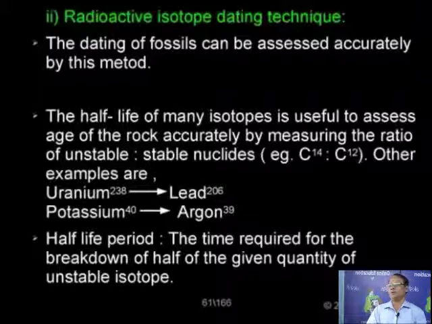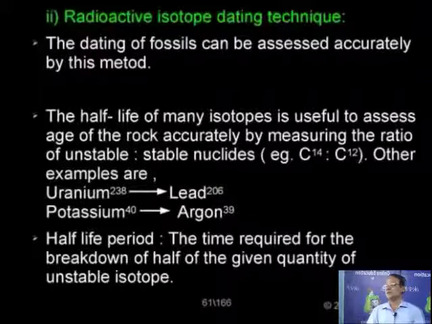For example, if we are taking carbon, it occurs in two forms, one is carbon-14 and another one is carbon-12. These are the isotopes. Now carbon-14 is unstable, so it undergoes radioactive decay to become carbon-12. So if you calculate the ratio between these two and measure the half-life period, then one is able to give the actual age of the rock or the actual age of the fossil.